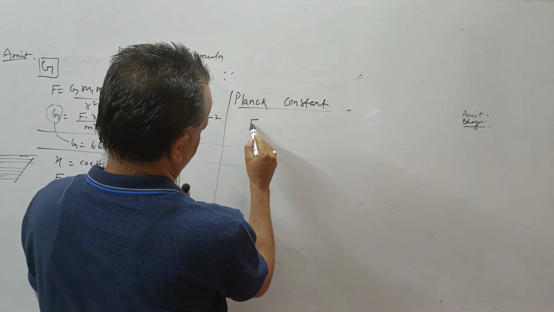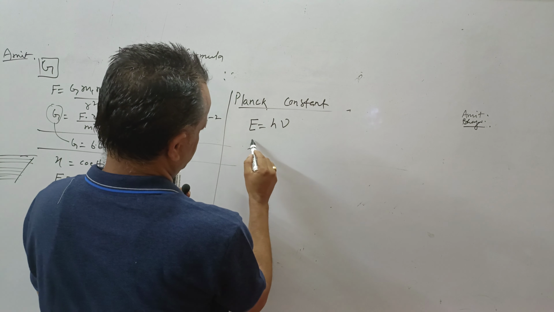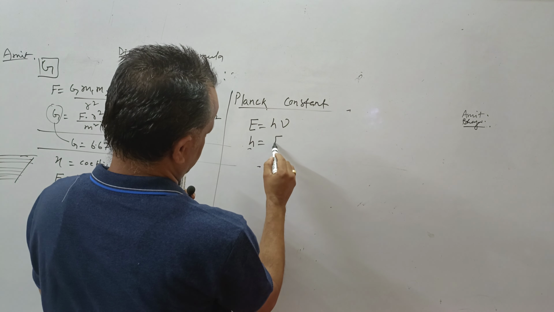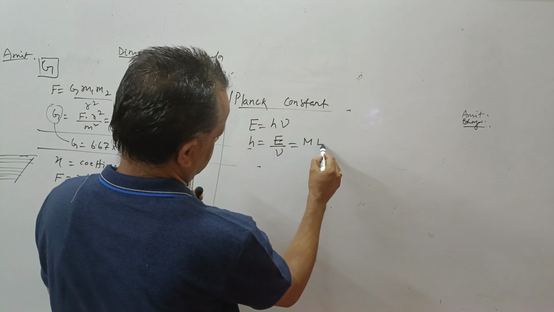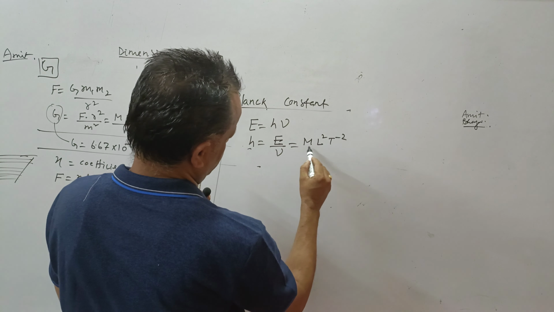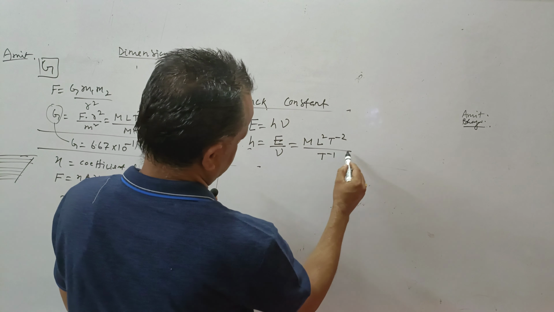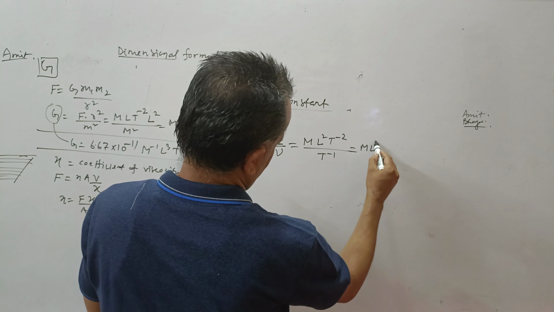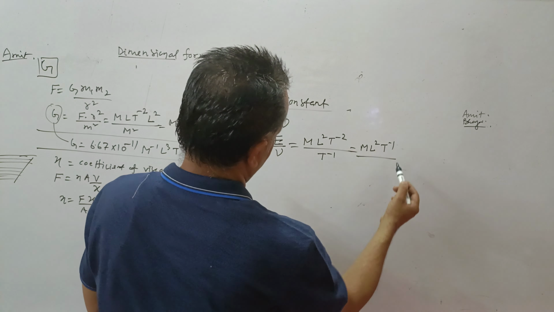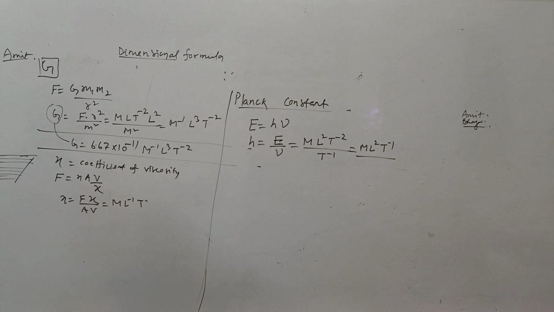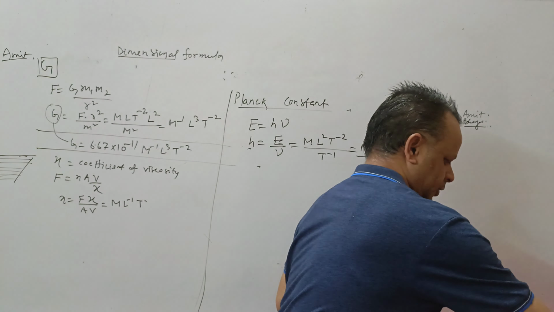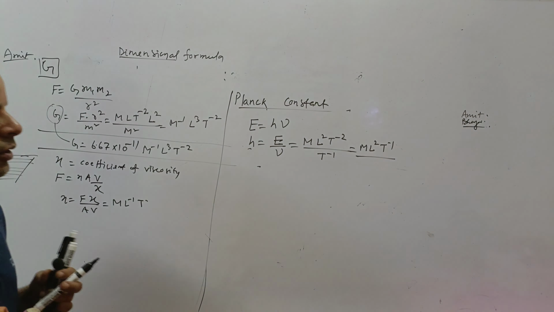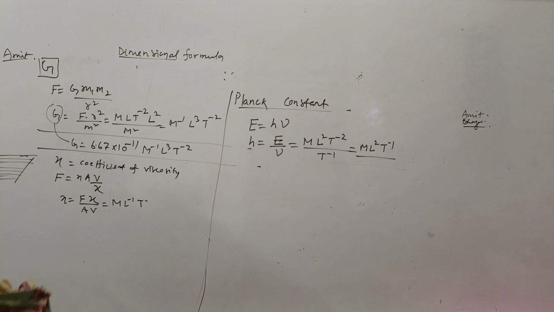See, over here E is what? E is equal to h into nu. H is Planck constant. It is coming out to be energy upon frequency. Energy is ML square T to the power minus 2 upon T inverse. It is coming out to be ML square T to the power minus 1. So these are the dimensional formulas of certain physical quantities.